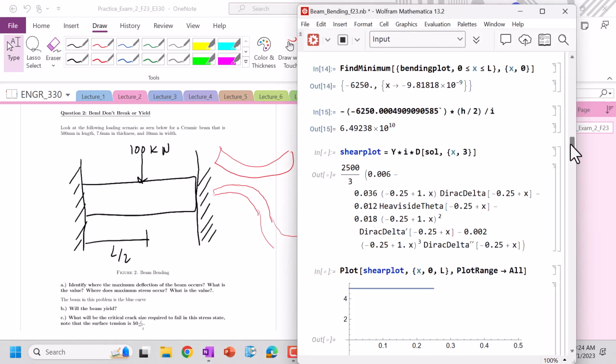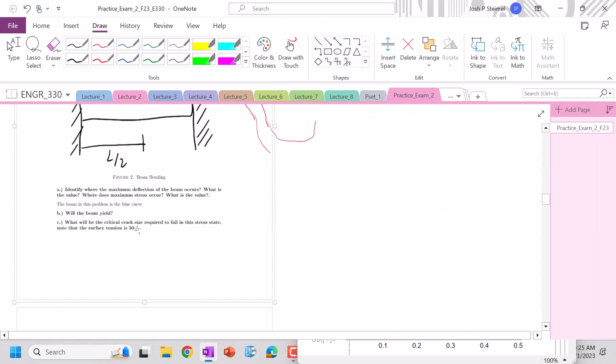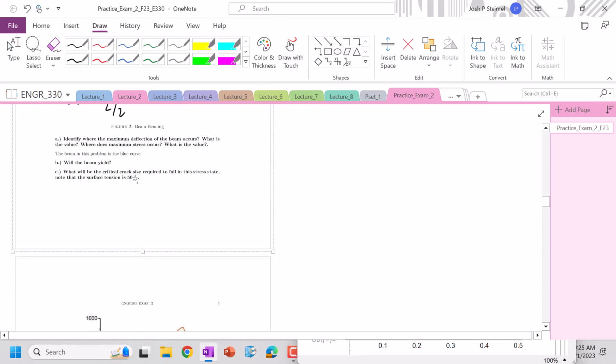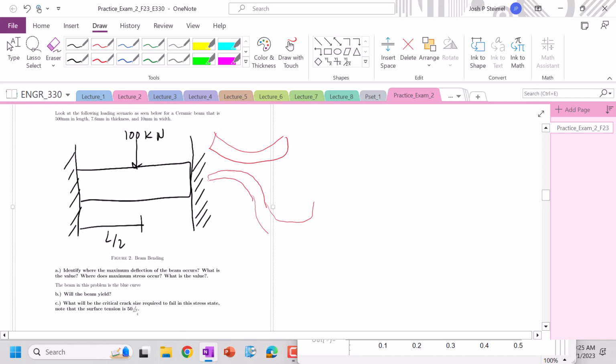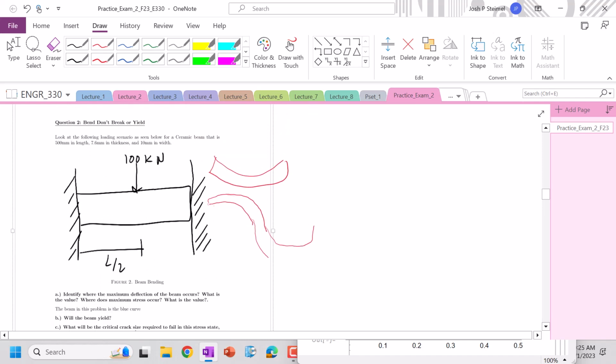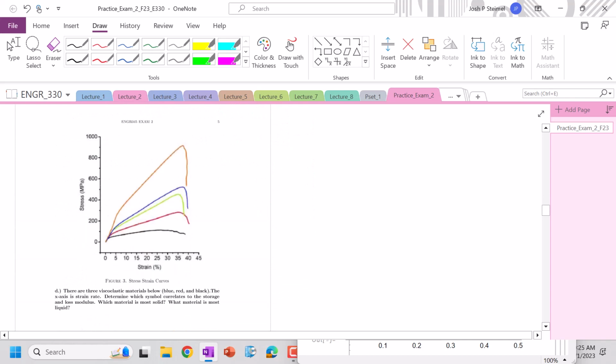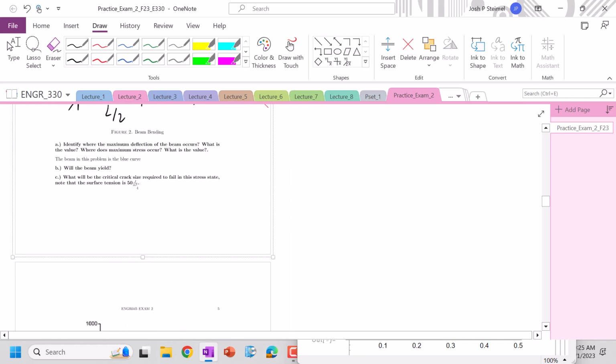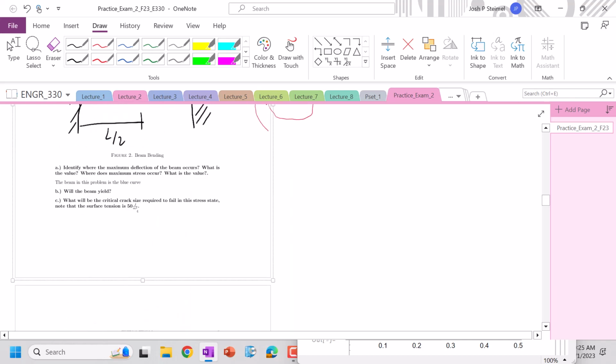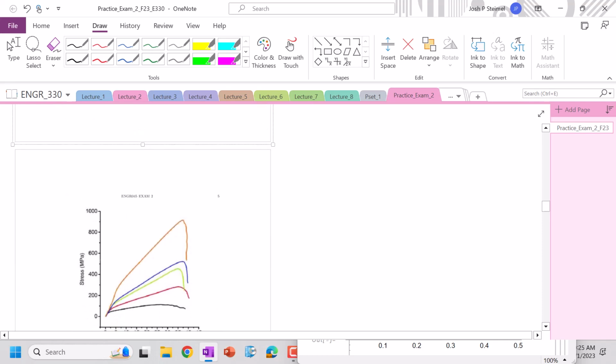Let's see if that's the case. Yeah, tension at the top, and then we should be in compression on the bottom because of just the way that beam looks. Excellent. Will the beam yield? Let's see what information we are given here. Ceramic beam. We're told the beam in the problem is the blue curve. So will the beam yield?